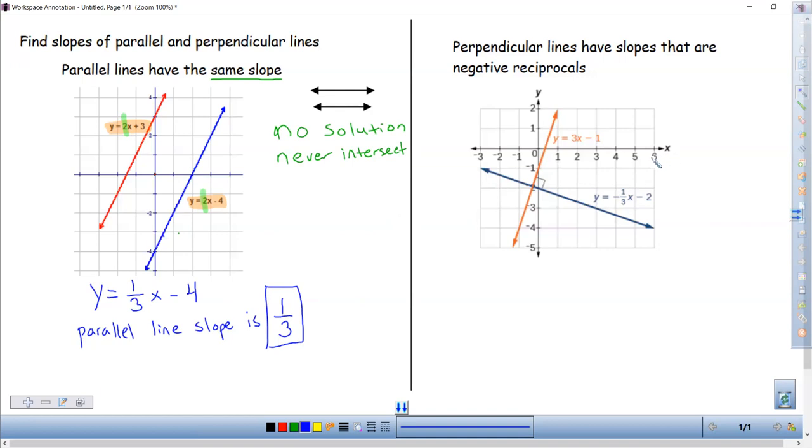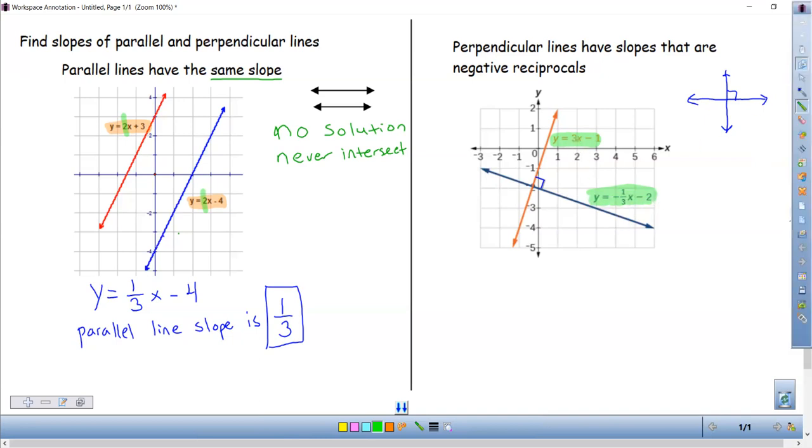So now what if we have perpendicular lines? If you don't remember, perpendicular lines are lines that form right angles, like a graph. They form 90-degree angles. And this is one right here. You see this little box? That is telling you that these two lines are perpendicular to each other. Then they give you the equations right here: y equals 3x minus 1 and y equals negative 1/3 x minus 2.